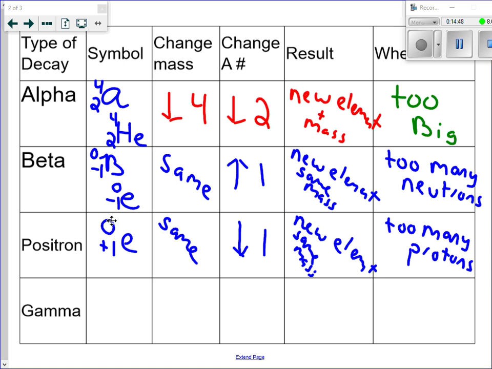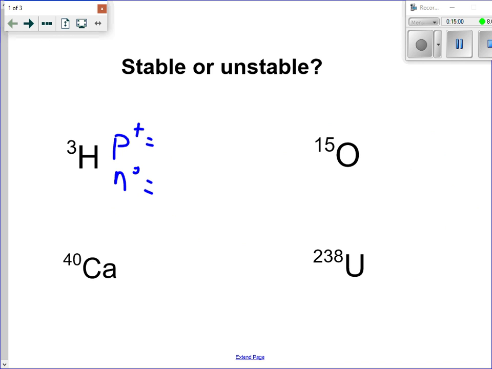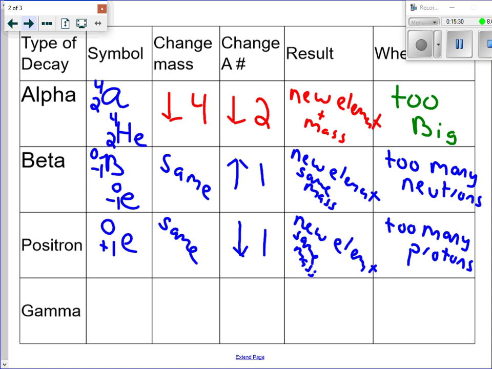Positron emission solves the problem of too many protons. I go back to our startup, the oxygen-15, which had 8 protons and 7 neutrons. More protons than neutrons is not a good thing. So we need to change that. Now, unfortunately, protons just don't get lost. The nucleus itself doesn't just get rid of an entire proton. So it has to go through positron emission instead.